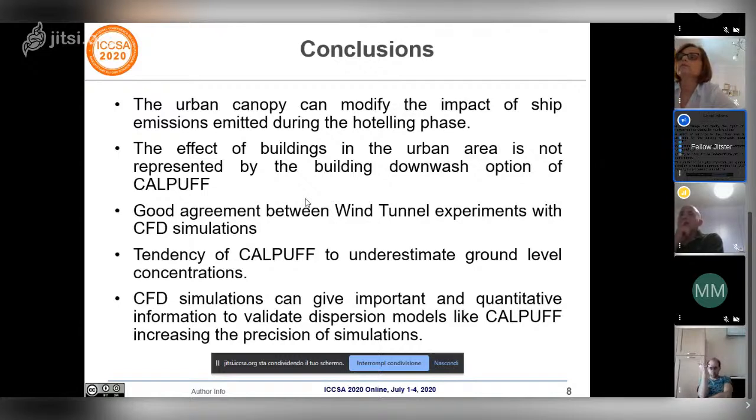The use of wind tunnel tests or CFD simulation can give important and quantitative information to validate dispersion models like CALPUFF, increasing the precision of simulation. Thank you for your attention.